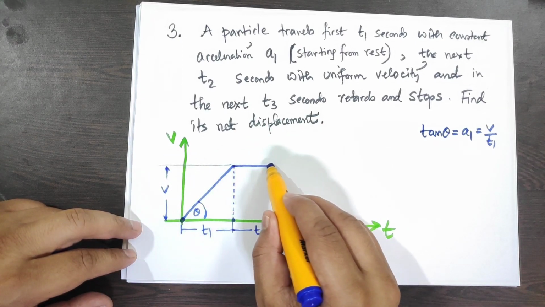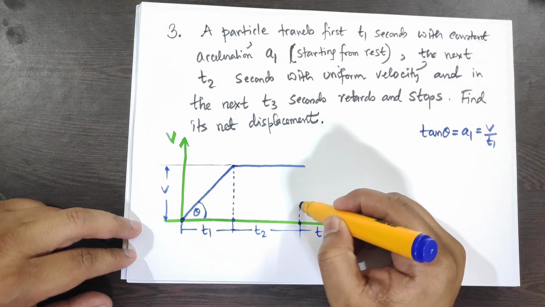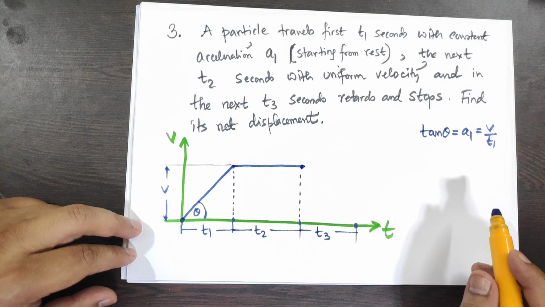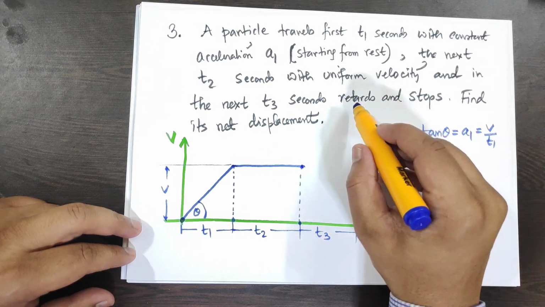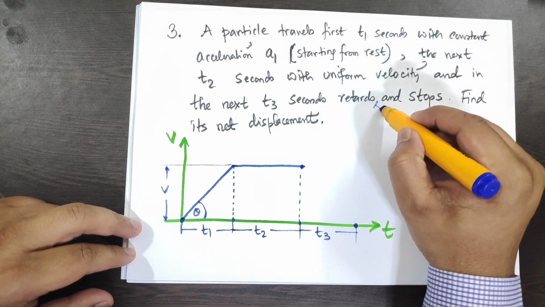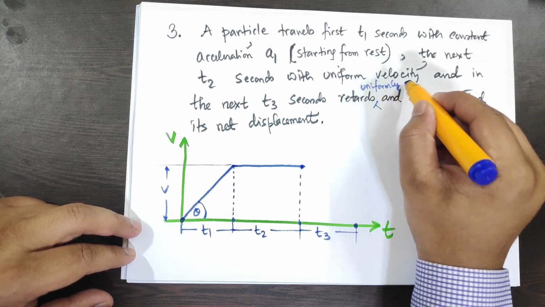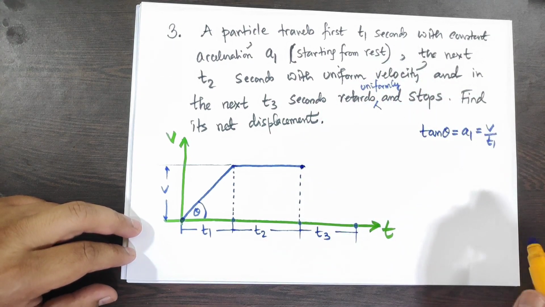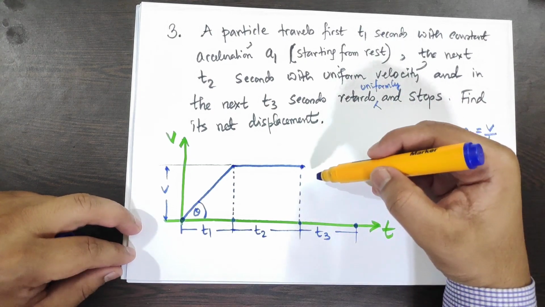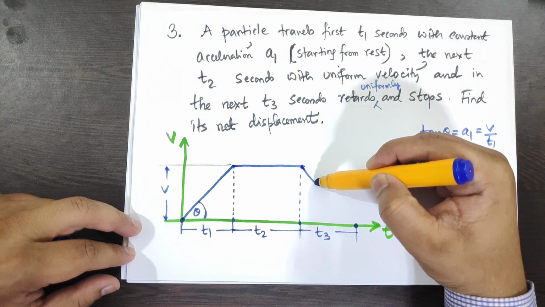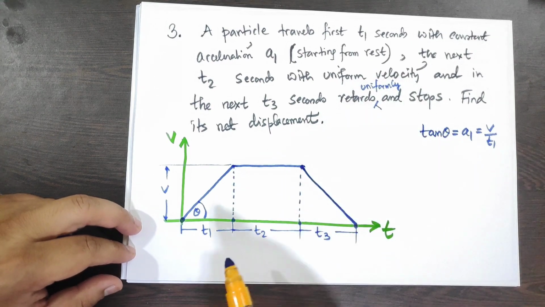It continues with the same velocity for the next t2 seconds, and then it retards, and it is given that it retards uniformly, else you cannot be sure whether this curve is a straight line or not. Oh, that is given, I forgot to mention. So here it is a straight line. See, it stops means final velocity is 0.